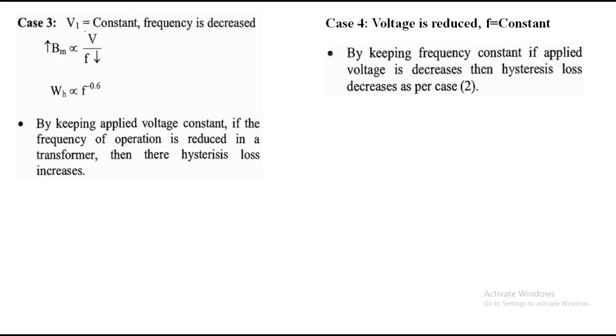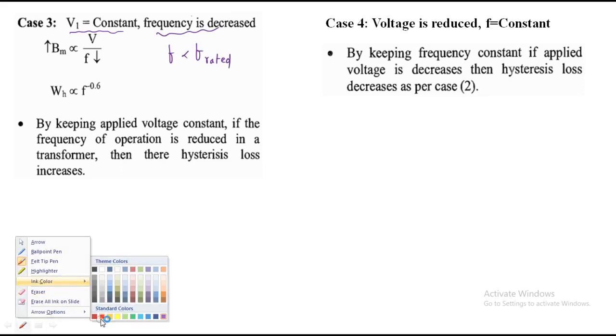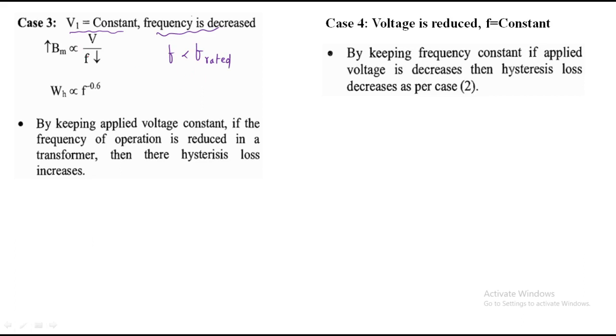So what is case 3? In this case 3, V1 is constant but frequency is decreased, that is, frequency is less than F rated. We all know from this equation that when frequency is reduced below the rated value, obviously the flux density increases. Therefore, V is constant, so WH depends on frequency only.